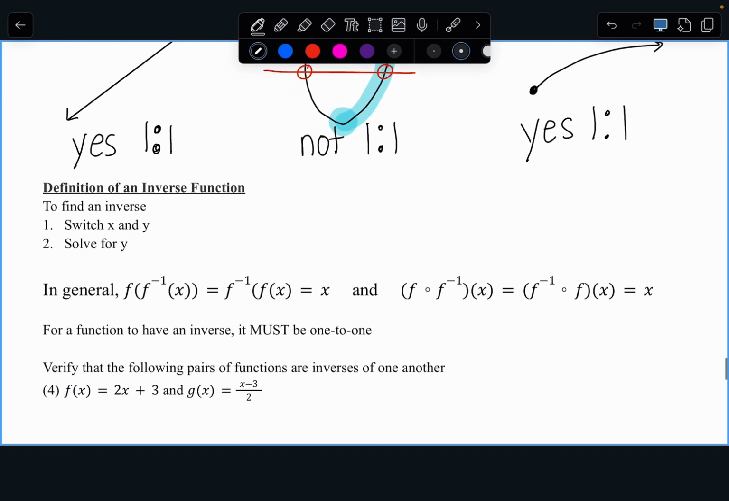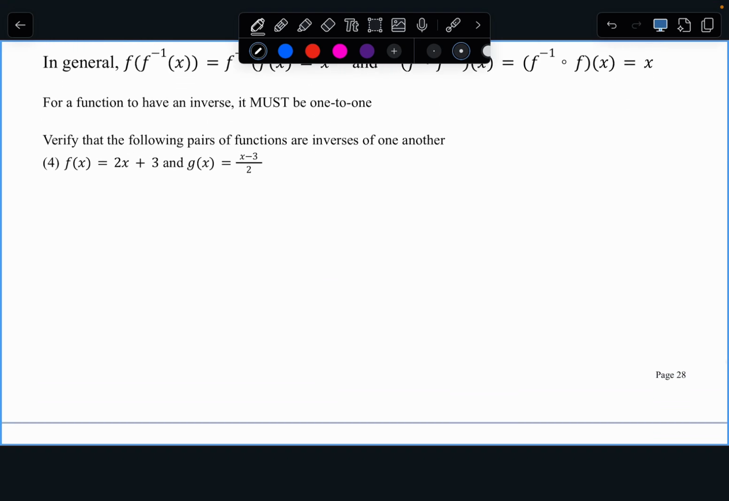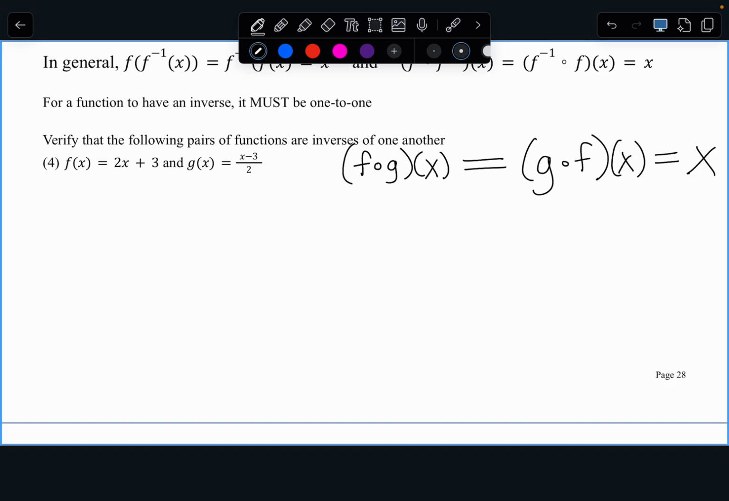Okay? So this must be true for both. To verify that they are inverses of one another, f composed with g of x must equal g composed with f of x, and they both must equal x. That is one of the biggest things to know, that these functions are inverses of one another. And this is for inverses.